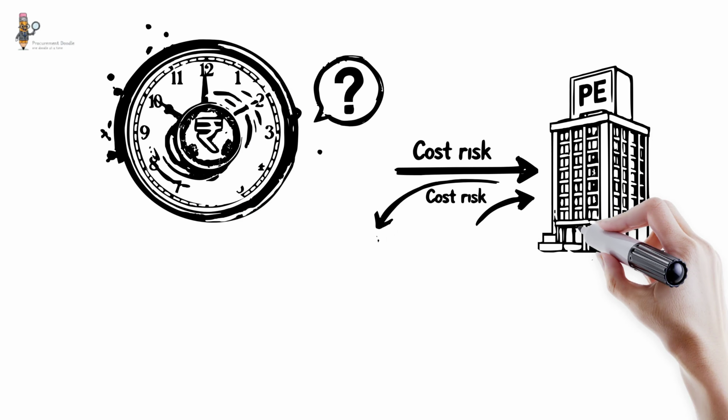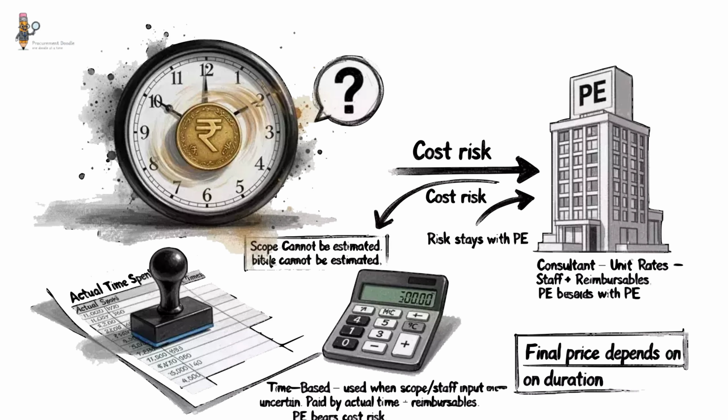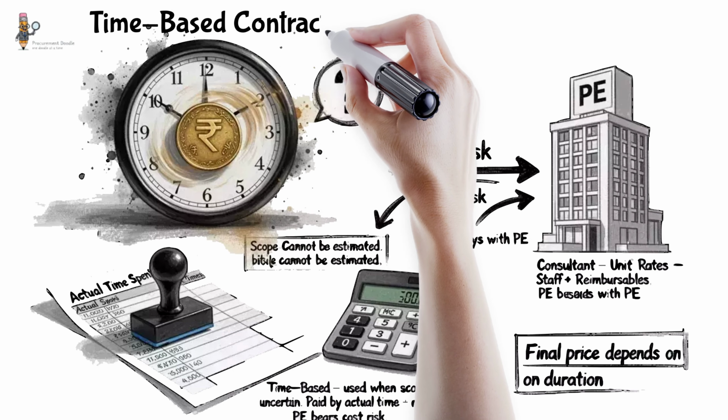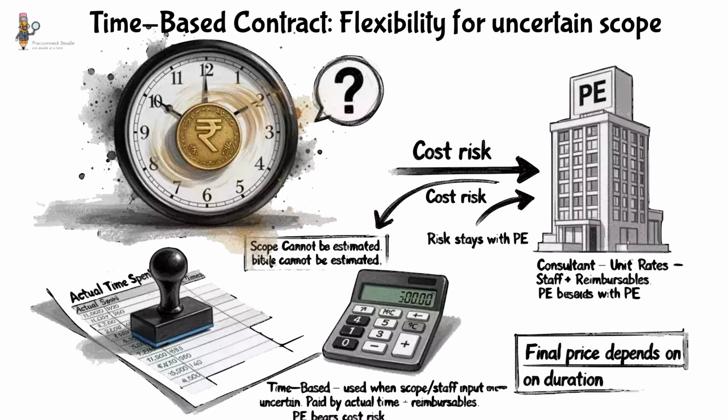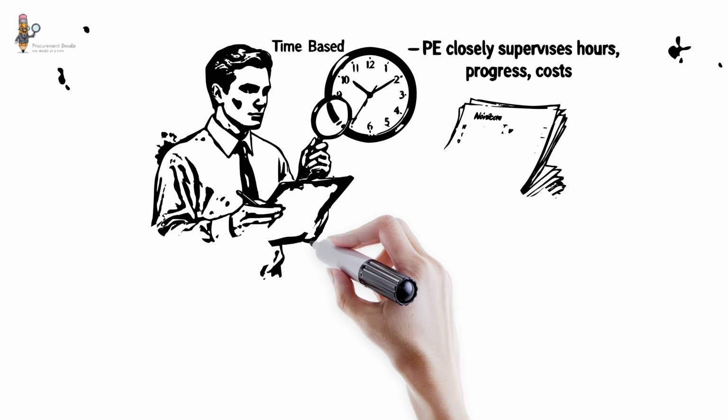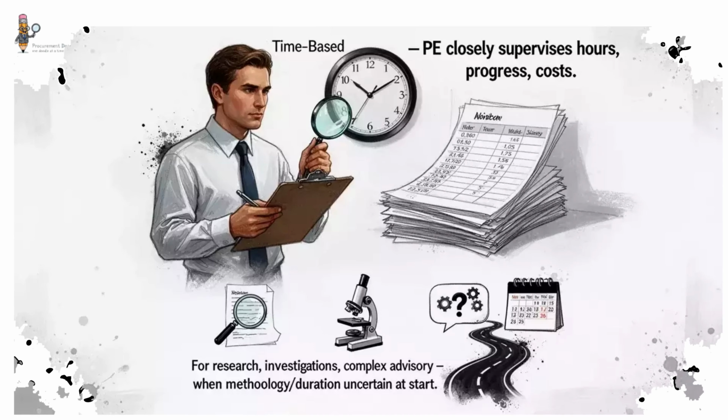2. Time-based contract. Used when the scope of work or the required staff input cannot be accurately estimated in advance. The consultant is paid based on actual time spent at agreed unit rates, plus reimbursable expenses. Cost risk stays with the procuring entity because the final price depends on how long the work takes. Requires close supervision by the PE to monitor hours, progress, and costs. This type is appropriate when the assignment involves research, investigations, or complex advisory work where the methodology and duration are uncertain at the start.